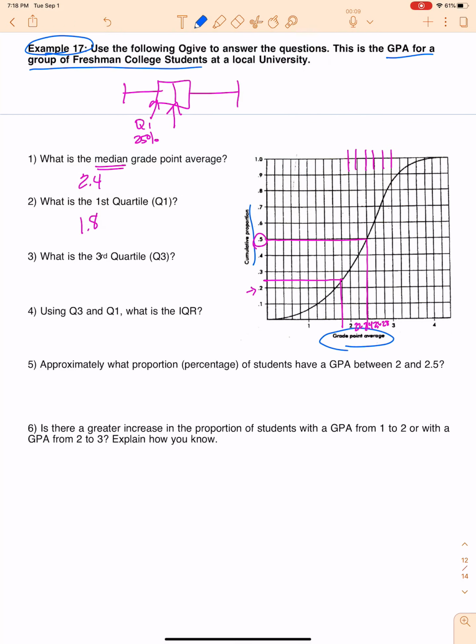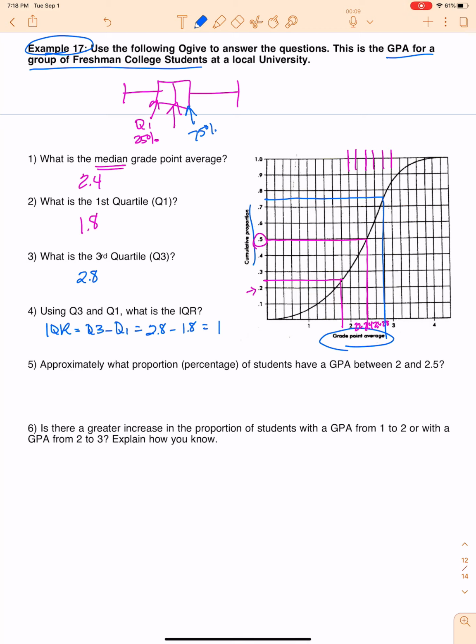Okay, now number 3, let's switch colors here so we can see what's going on. Part 3, what is the third quartile? Remember, that would be right here, so that's the 75th percentile. So I'm going to go up here to 0.75, and that's halfway between 0.7 and 0.8. All the way over to my graph, drop this down. That would be 2.8. And then number 4 says using Q3 and Q1, what is the IQR? Well, remember the IQR is Q3 minus Q1. So this is going to be 2.8 minus 1.8, which would be 1.